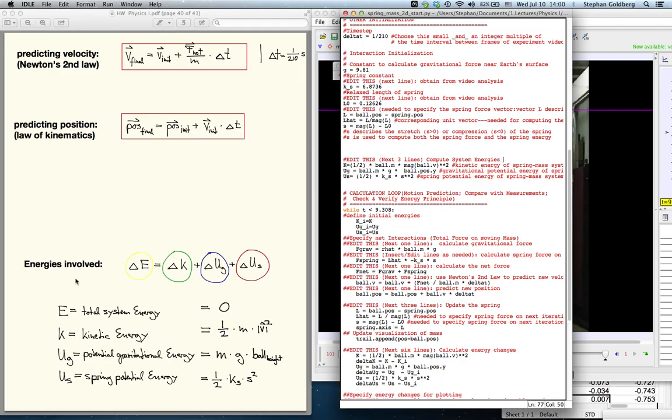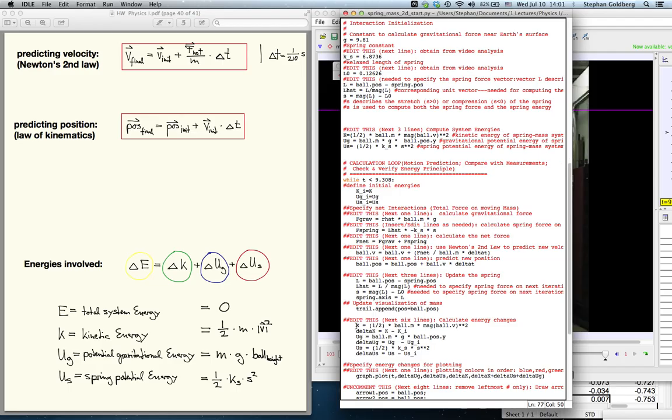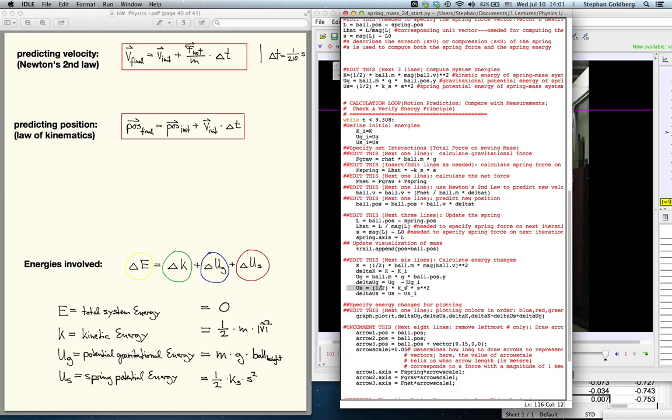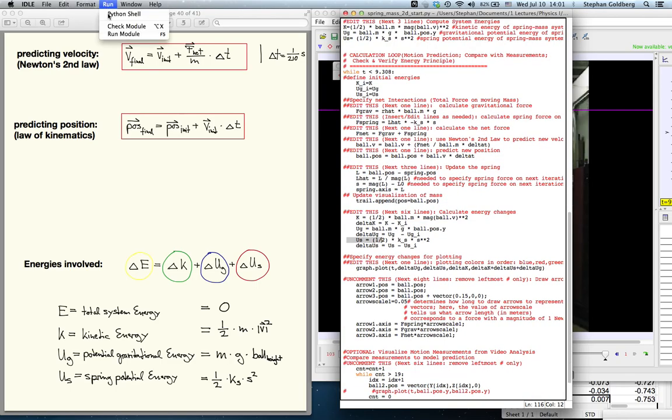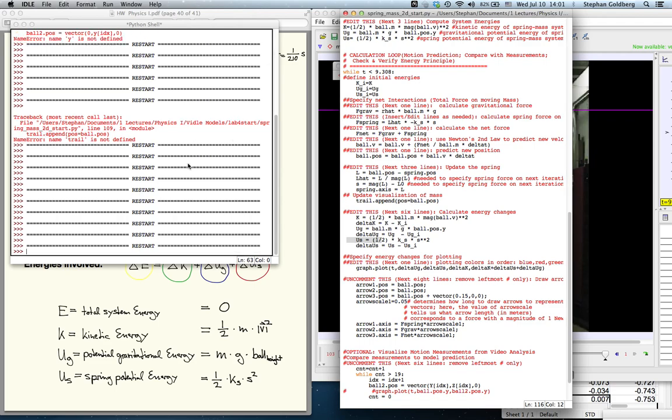We will also display the energies involved. The total system energy, which is Earth and spring and the mass, should be 0 when we add the kinetic energy plus the gravitational potential energy and the spring potential energy, delta U sub s, together. We have those formulas here in the code: kinetic energy, gravitational potential energy, and spring potential energy. Okay, let's look at the code and run this module.